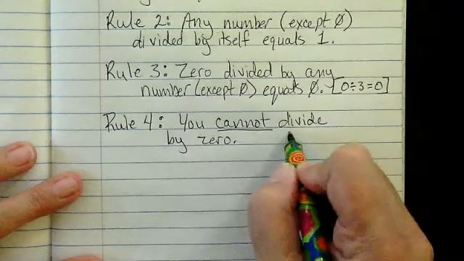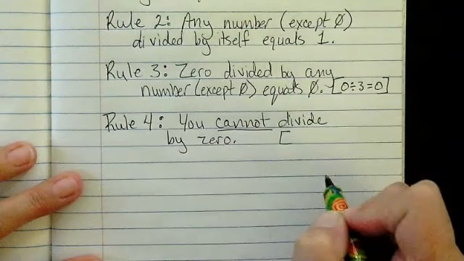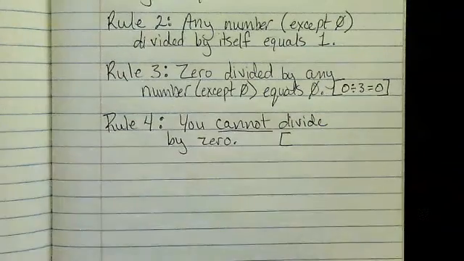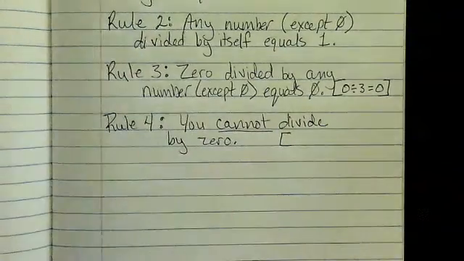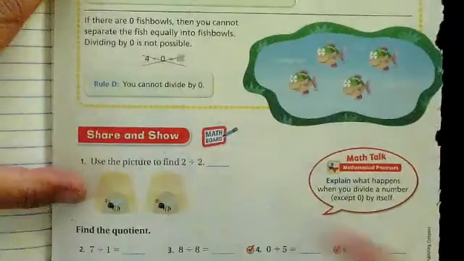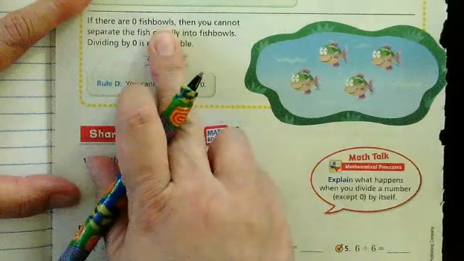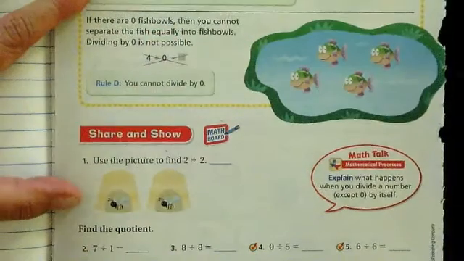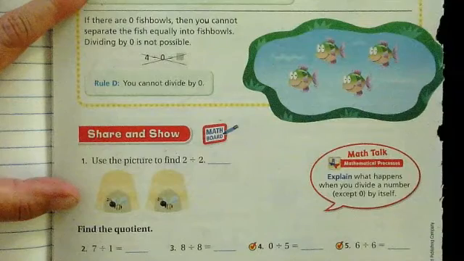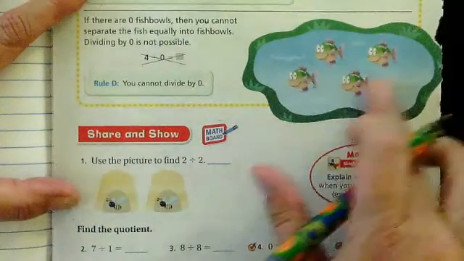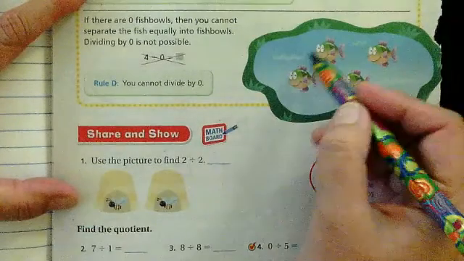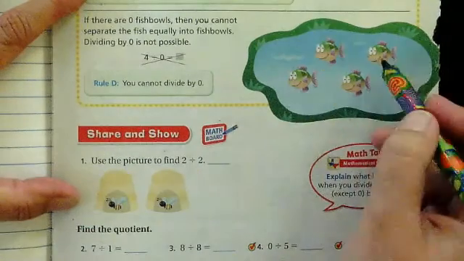Then down here, we're going to do another example. Okay? We're going to come back to it because I want to show you what I mean. You cannot divide by 0. Right here. If there are 0 fish bowls, then you cannot separate the fish equally into fish bowls. Dividing by 0 is not possible. So our little fishes get to stay in the pond. If I don't have any fish bowls, then I have nowhere to put my fish.